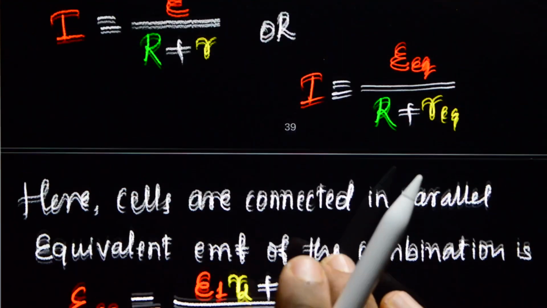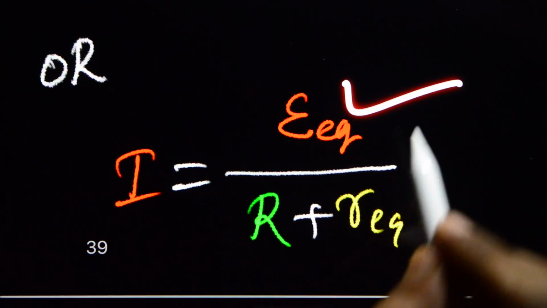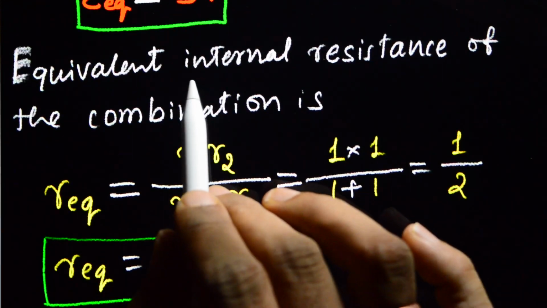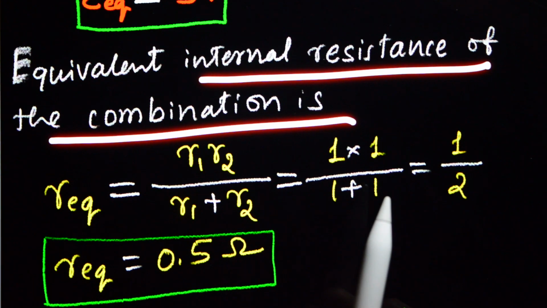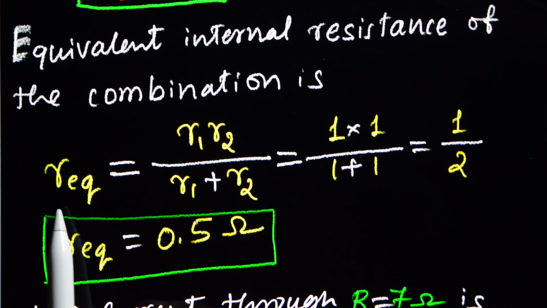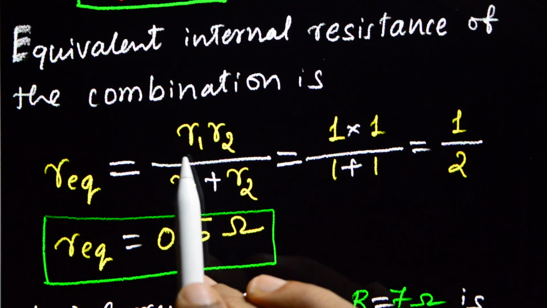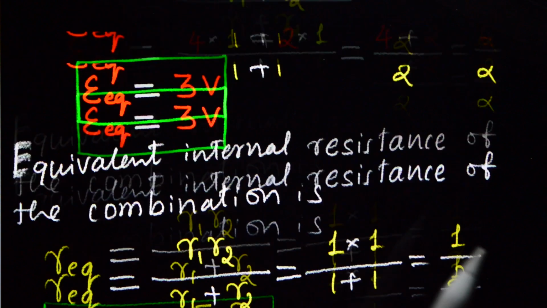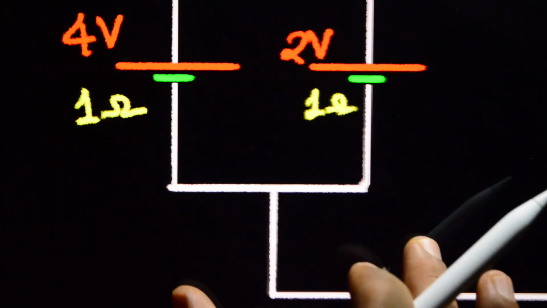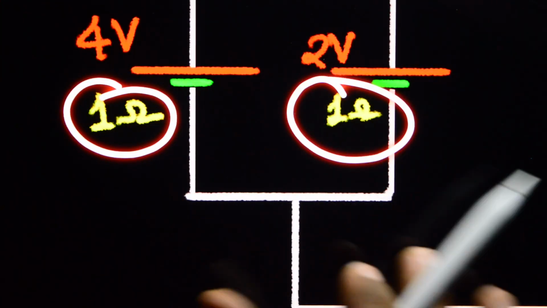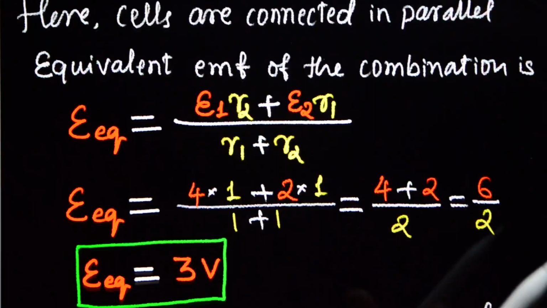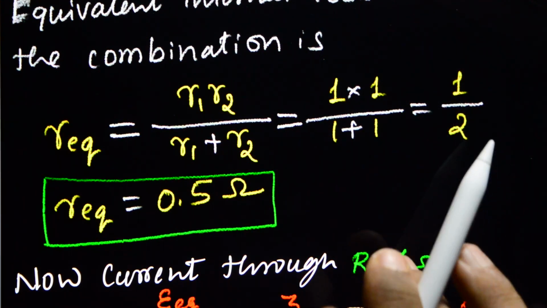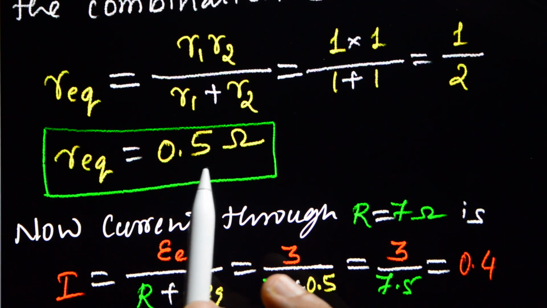The next thing we need to find is R equivalent. Here equivalent internal resistance of the combination of cells in parallel is given by the formula R equivalent is equals to R1 into R2 divided by R1 plus R2. Here R1 and R2 both have 1 ohm internal resistance. So 1 into 1 divided by 1 plus 1 is equals to 1 by 2. What is 1 by 2? R equivalent is equal to 0.5 ohm.